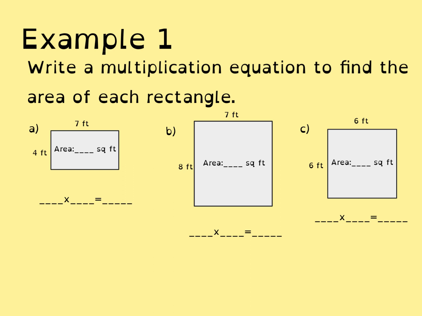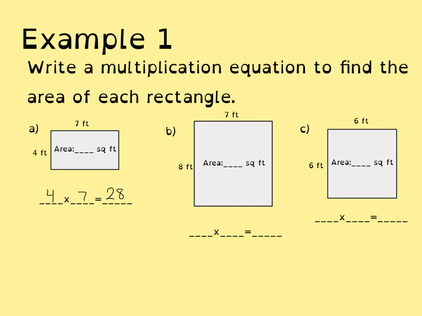Let's start our first example. Our problem says, write a multiplication equation to find the area of each rectangle. In part A, we can see that there's 2 side lengths. This side is 4 feet long, and this side is 7 feet long. The way that we find the area for a rectangle is by multiplying the 2 side lengths together. Since we know that one side length is 4 feet and the other one is 7 feet, we can make a multiplication equation. So you would do 4 times 7, which would equal 28.